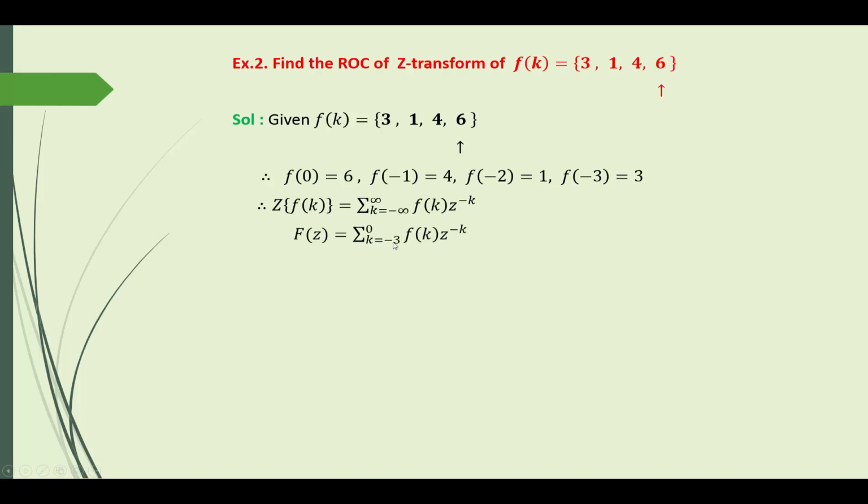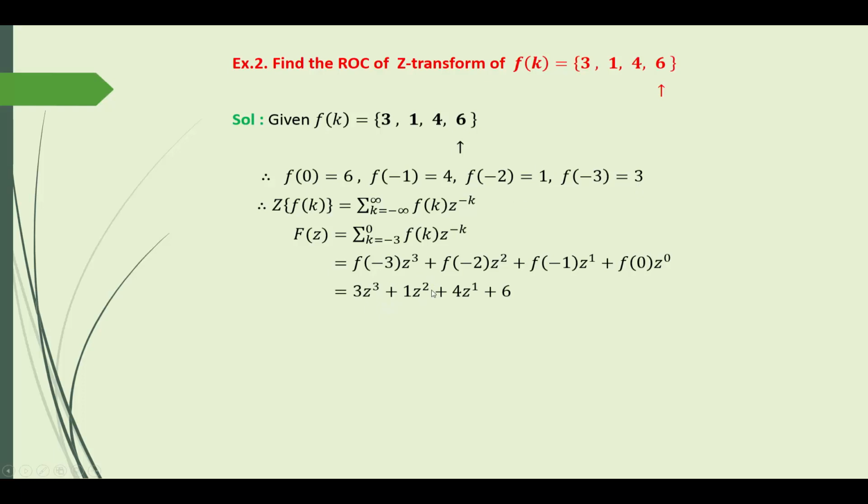So k varies from minus 3 to 0, f of k z raised to minus k, and the Z transform of f of k, denoted as capital F(z), is equal to, now write down the expansion of this series: f of minus 3 z raised to minus of minus 3, which is plus 3, so f of minus 3 z raised to 3, plus f of minus 2 z square, plus f of minus 1 z raised to 1, plus f of 0 z raised to 0.